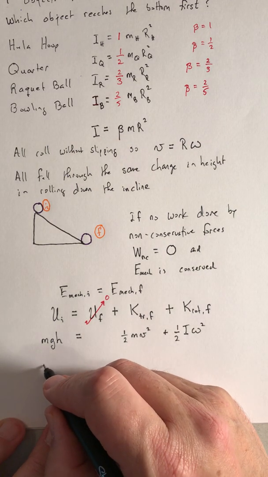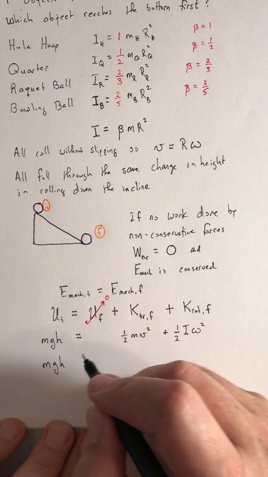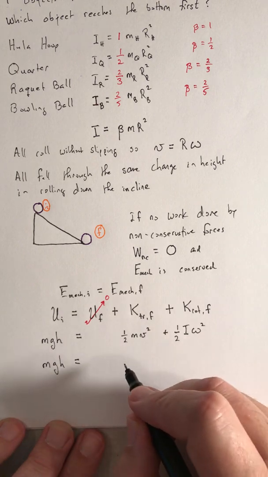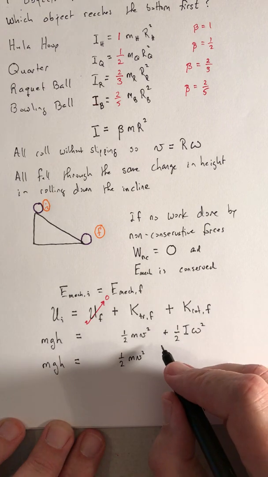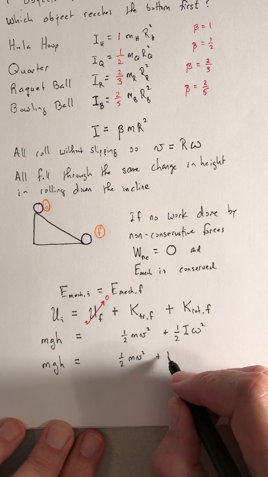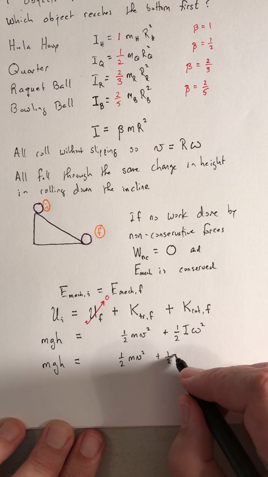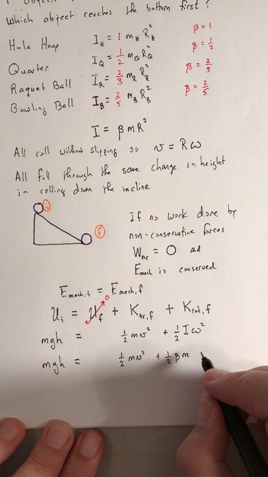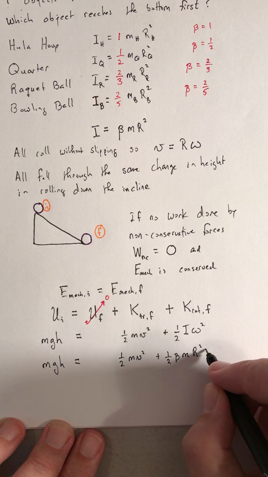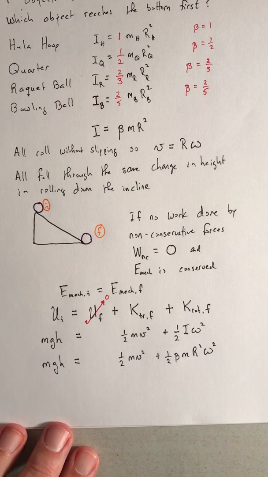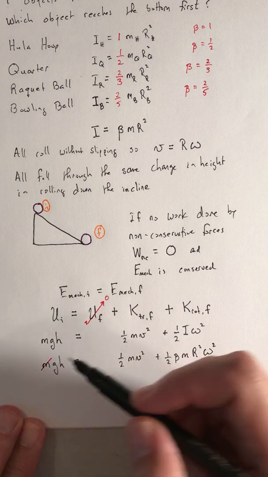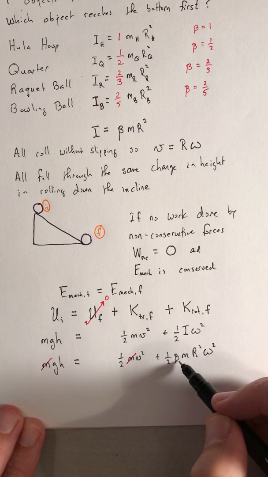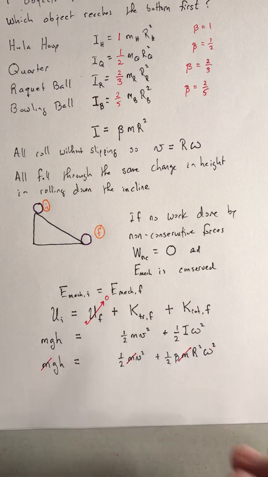And we'll have mgh is a half mv squared plus a half beta m r squared omega squared. Now, I have gravitational mass on the left-hand side and inertial mass on the right-hand side. Those are precisely the same. So the mass of the object can't matter.